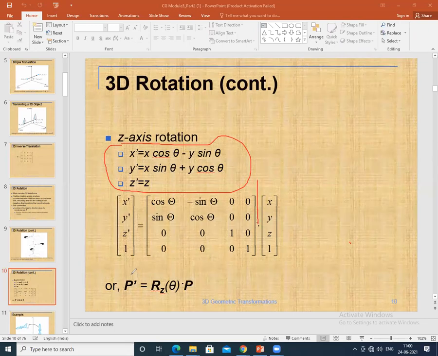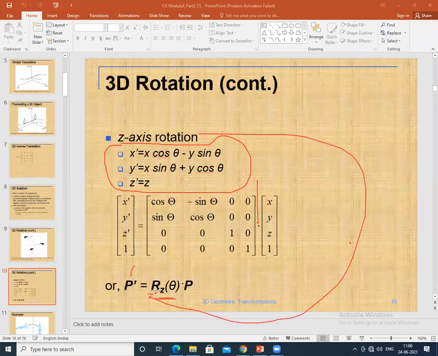That is p dash equals Rz of p. There it was a translation, here it is a rotation. We are writing a 3D rotation along the z-axis. You have to specify the angle of rotation along the z-axis, multiplied to the existing point p.